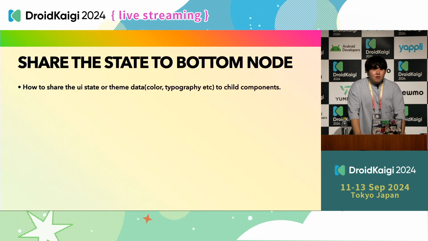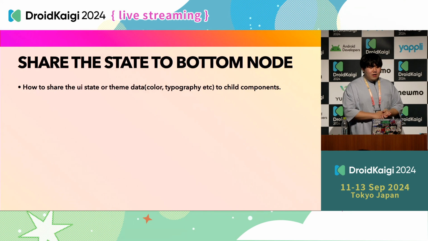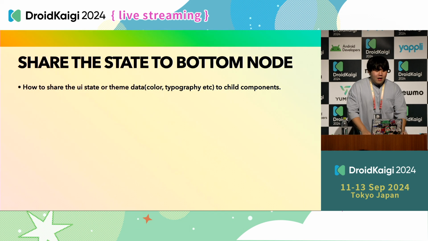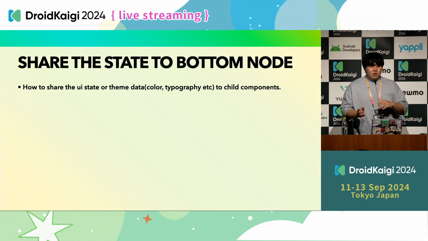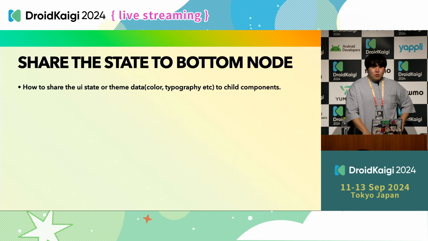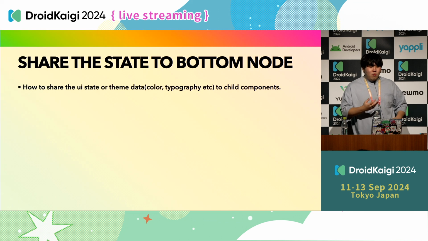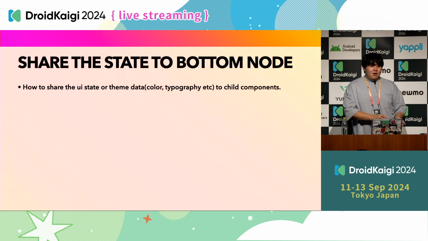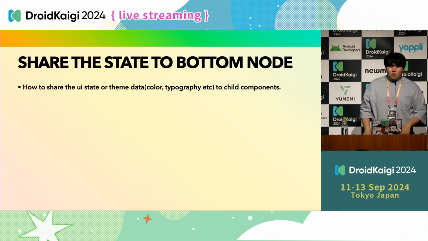Now, let's look at an example of when these technical challenges might arise. Imagine a screen with multiple component layers, like this. And these various components are intertwined in parent-child relationships. Sharing data between them can become quite cumbersome. For instance, how can we efficiently share theme colors or font systems across all those used throughout the screen?